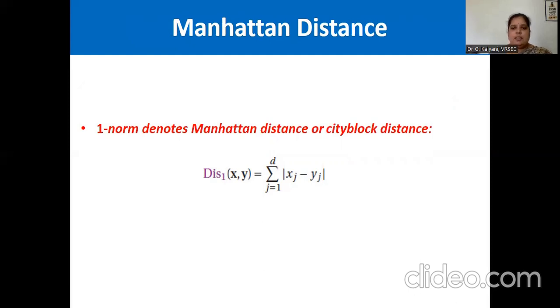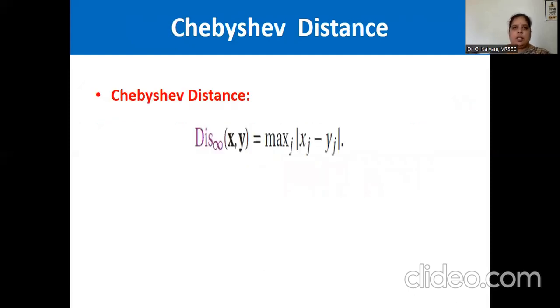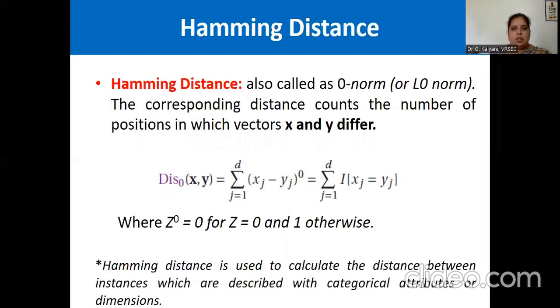And there is another distance which is called the Chebyshev distance, in which among all the differences of d dimensions, the maximum value is considered. So in this case, the maximum of all differences of d dimensions between x and y is considered as the Chebyshev distance. And the last one is called the Hamming distance, which is also called the zero norm or L0 norm distance.